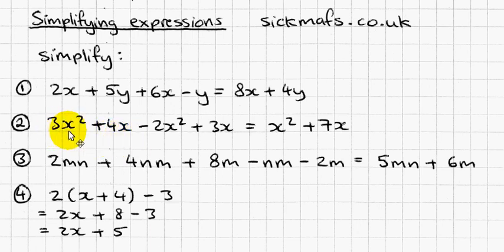So I've got 3x squared and I've got minus 2x squared, so altogether I've only got 1x squared, because 3 take away 2 is 1. So 3x squared take away 2x squared gives you 1x squared, which is just written as x squared. If you've got 1 of something, you don't need to bother writing the 1 in front. Okay, and then you've got 4x's and you've got a further 3x's, so 4 plus 3 is 7, so I've got 7x's. So the simplified version of this is x squared plus 7x.